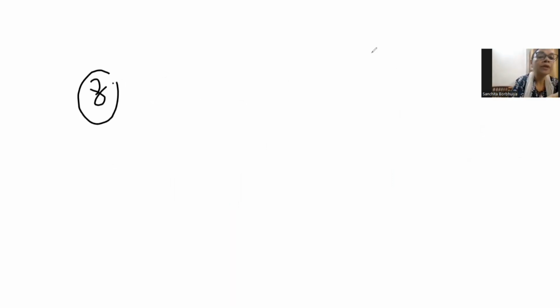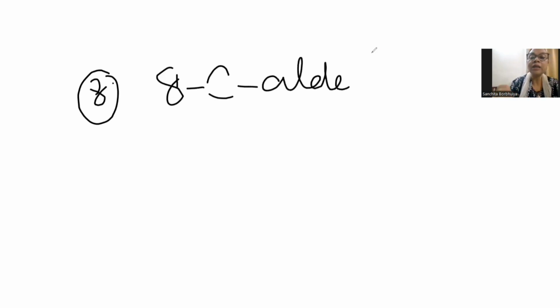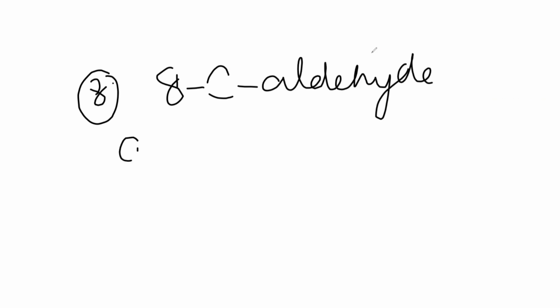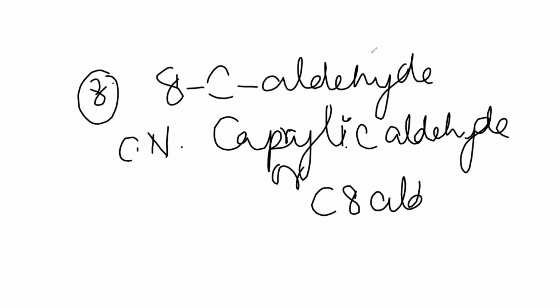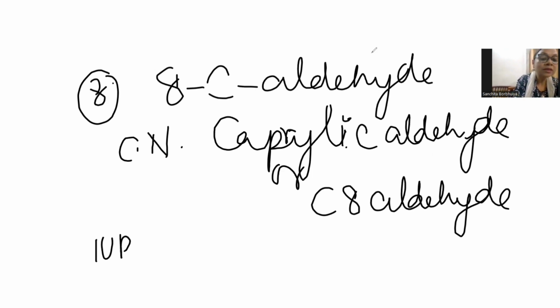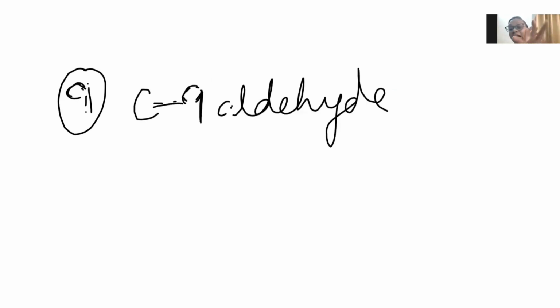The 8th member, the 8 carbon aldehyde. I will not draw the structure, you will obviously be able to work it out. What I am interested in is the common name. This is called caprylic aldehyde. It is also called the C8 aldehyde. Some medium chain carbon aldehydes, and the IUPAC name is octanal. The 9 carbon aldehyde, nonanal, is also called the C9 aldehyde. Something very interesting about the C9 aldehyde is that it occurs in several natural oil components, and it is also prepared commercially.